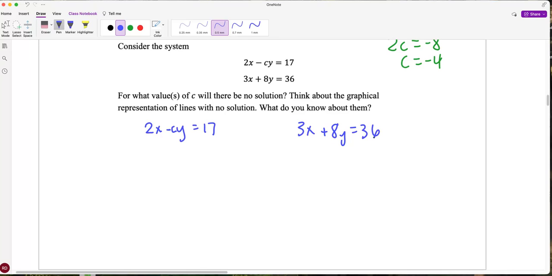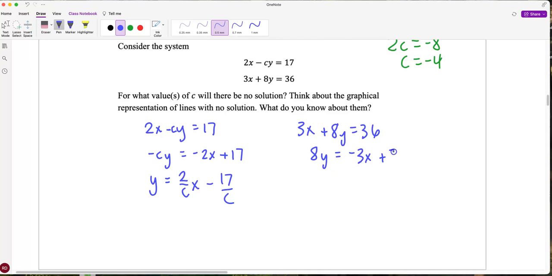Let's go to slope-intercept. Negative cy equals negative 2x plus 17. So y is going to be 2 over c x minus 17 over c. And then over here, you're going to have 8y equals negative 3x plus 36. Y is equal to negative 3/8 x plus 36 over 8, which is 18 over 4, or 9 halves. Now, if there is no solution, these two things must have the same slope.